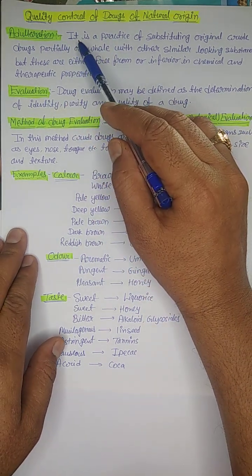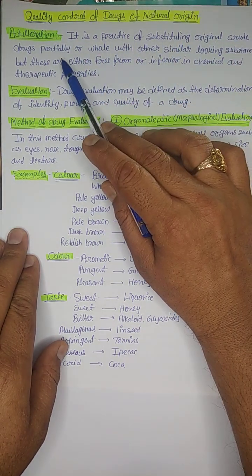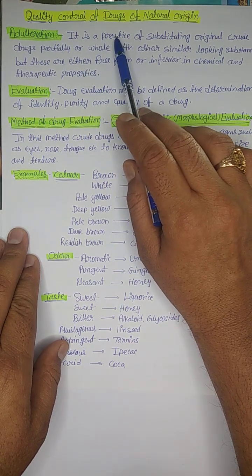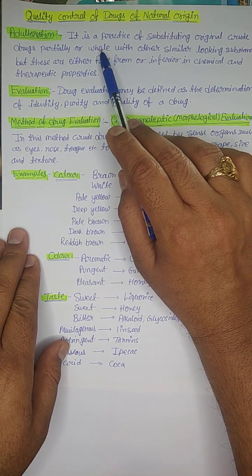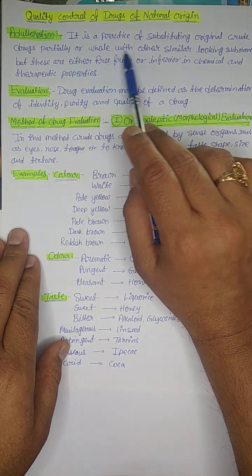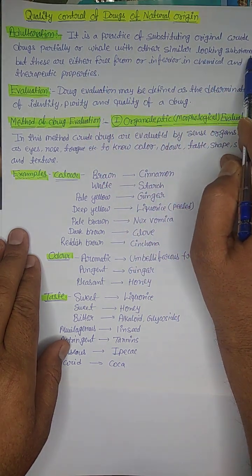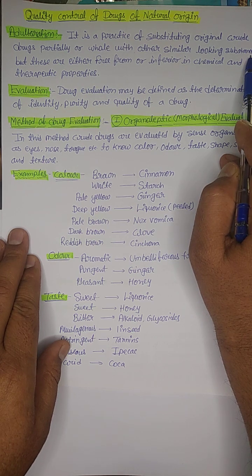So what is adulteration? It is a practice, or maybe malpractice we can say, of substituting original crude drugs, partially or wholly, or after some quantity we mix with other similar looking substances. Like if it is Rauwolfia root, the other root which we are mixing will look like Rauwolfia root only, or maybe cinchona bark, other barks are also mixed. In honey some jaggery will be mixed.